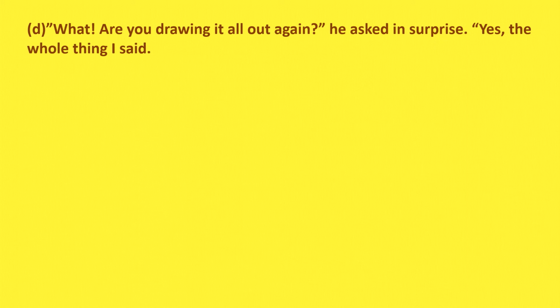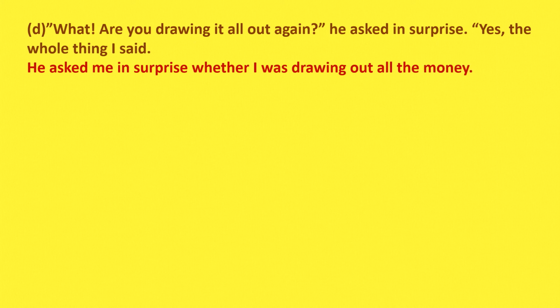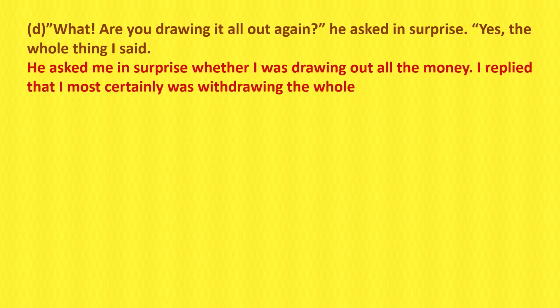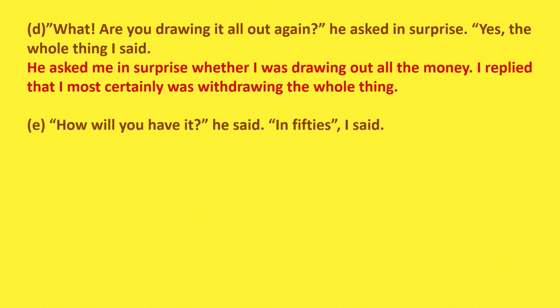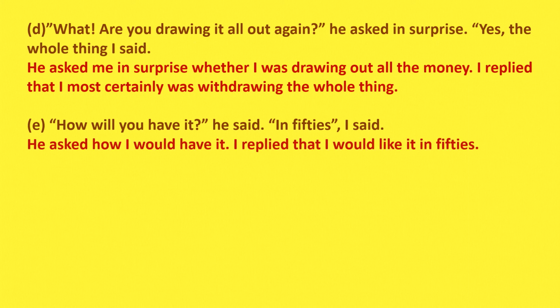Are you drawing it all out again? He asked in surprise. Yes, the whole thing, I said. Now change to indirect speech. He asked me in surprise whether I was drawing out all the money. I replied that I most certainly was withdrawing the whole thing. How will you have it? He said. In 50s, I said. He asked how I would have it. I replied that I would like it in 50s.